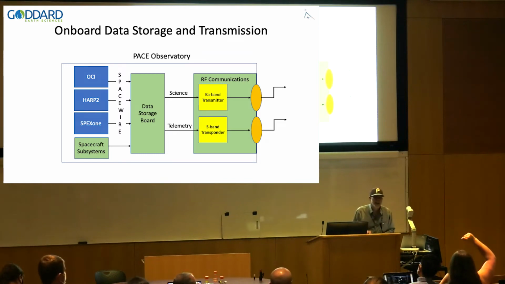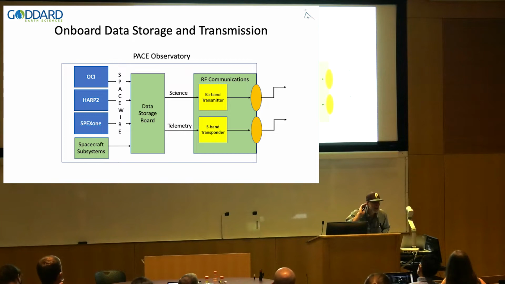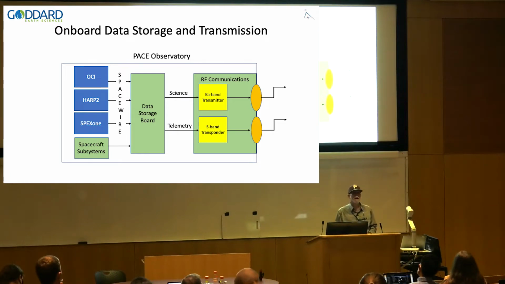Yes? What does Ka band and S band mean? They're frequencies. Oh, okay. Don't ask me the frequencies, I don't know them off the top of my head, but we could easily look them up. But yes, Ka band is a much higher frequency than S band, and therefore can carry a much higher data rate.